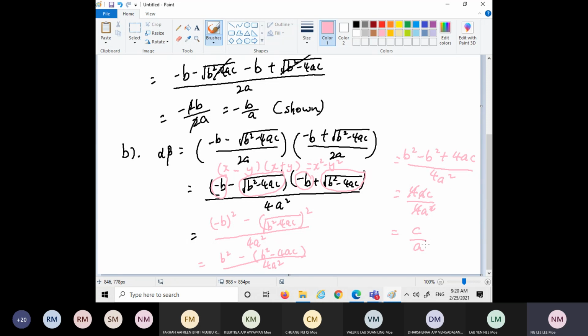So this is how, by using alpha as the formula, and also the beta, one is a plus and one is a minus, we get what we wanted to show just now, which is the sum of roots is negative b over a, and the product of roots is c over a. So we come back to example 3. You can look at your textbook, example 3. So I change to another page.